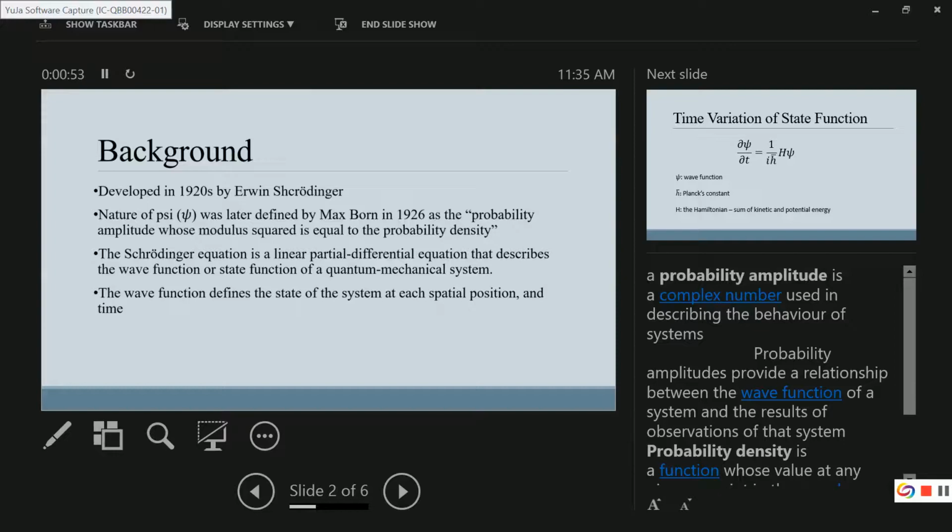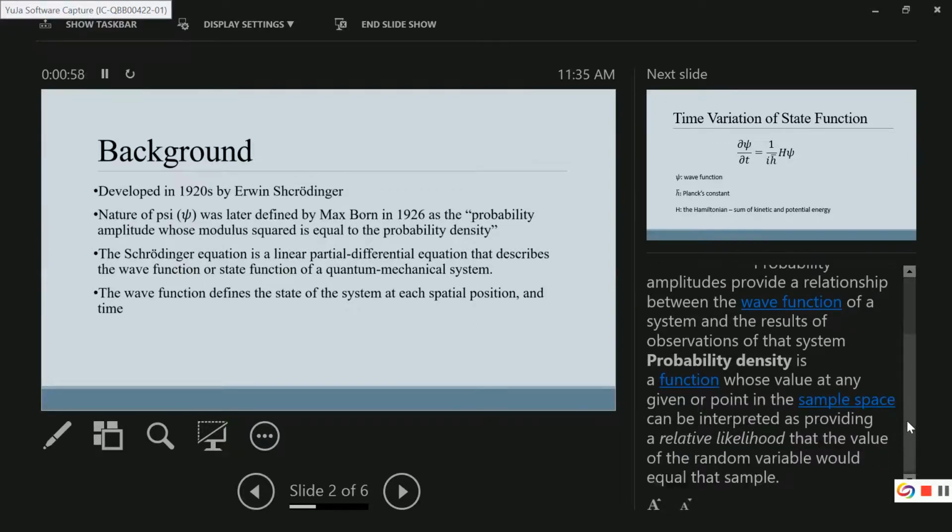The probability amplitudes provide a relationship between wave functions of a system and the results of observations of that system. That leads into the probability density, which we did touch on. Essentially we use this to predict the likelihood of finding an electron in a particular space at a particular time, which is what the Schrodinger equation works to do. It's a linear partial differential equation that describes our wave function or state function, which defines the state of the system at each spatial position and time.